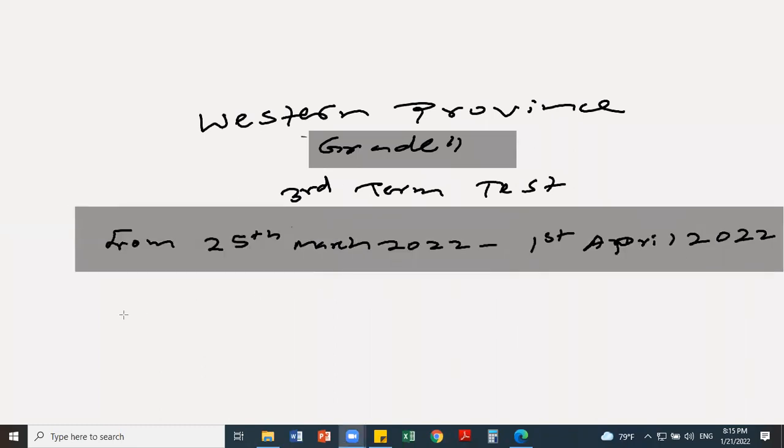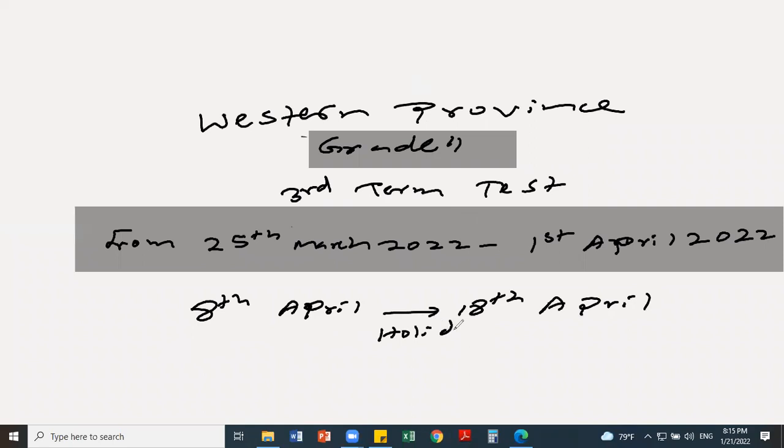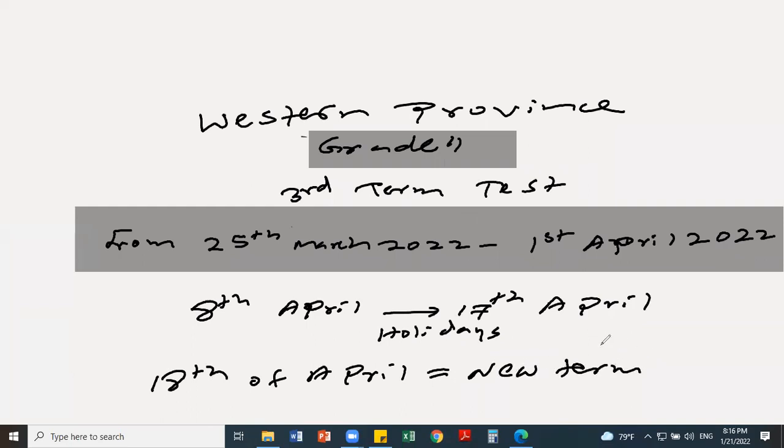Then they are giving school holidays from 8th April till 18th April. They can start again on 18th of April, when the new term begins. I am talking about government schools, government approved private schools and semi-government schools.